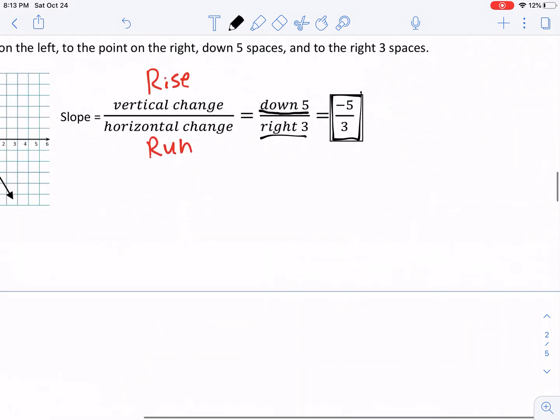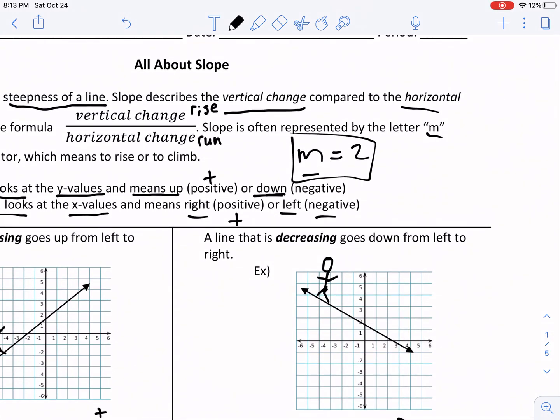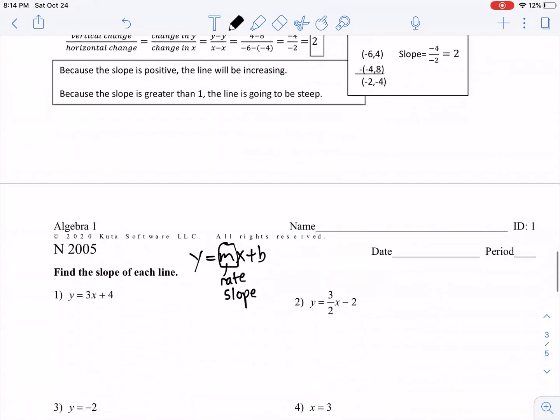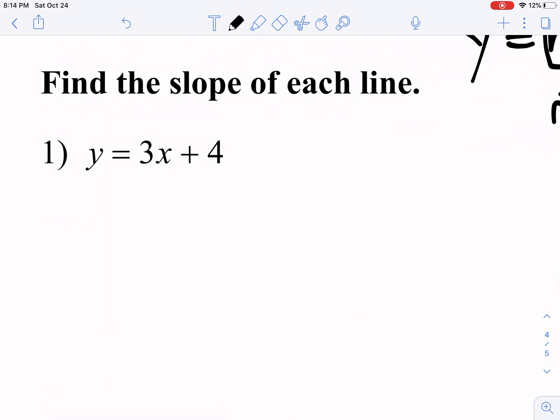And isn't that what we said earlier, that we usually represent slope with m? That's what we said at the very beginning. So if I can rearrange these equations so that I can get it into y equals mx plus b form, m is always the slope. So let's look at this guy here. Notice, is this in y equals mx plus b form? Yeah, so what's my slope going to be? 3. We don't have to solve anything.